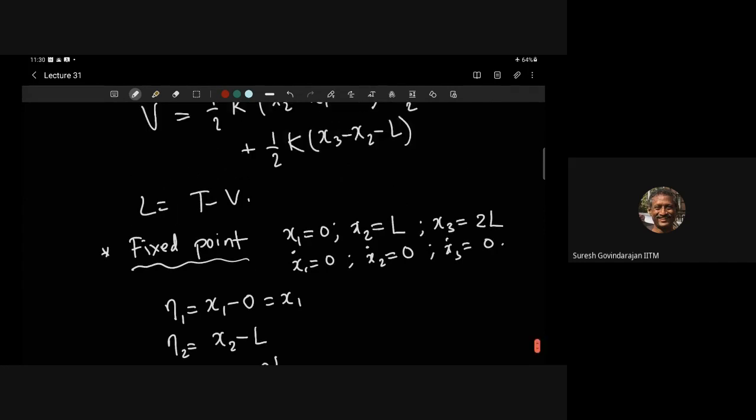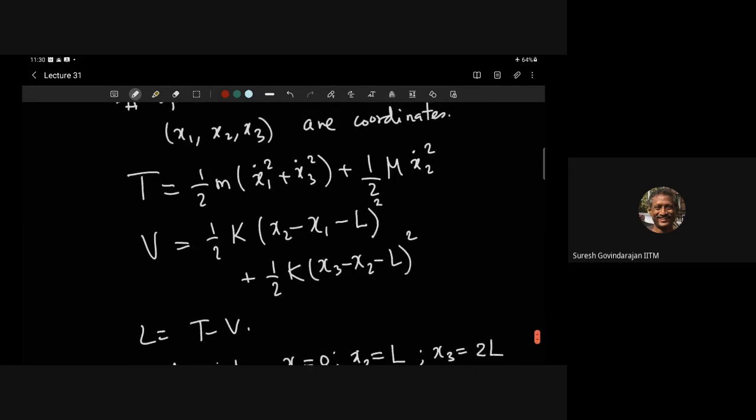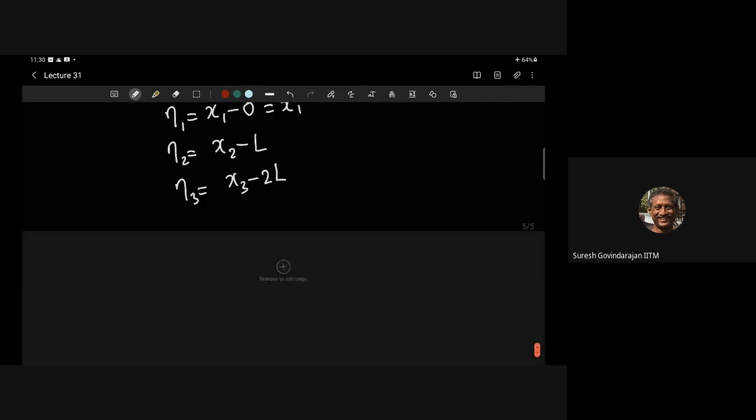Okay, and the good news here is that everything is quadratic if you look carefully. So there are no non-linear terms which will come in the equations of motion. So we need to now extract what the matrices are, right? So what is the matrix T?